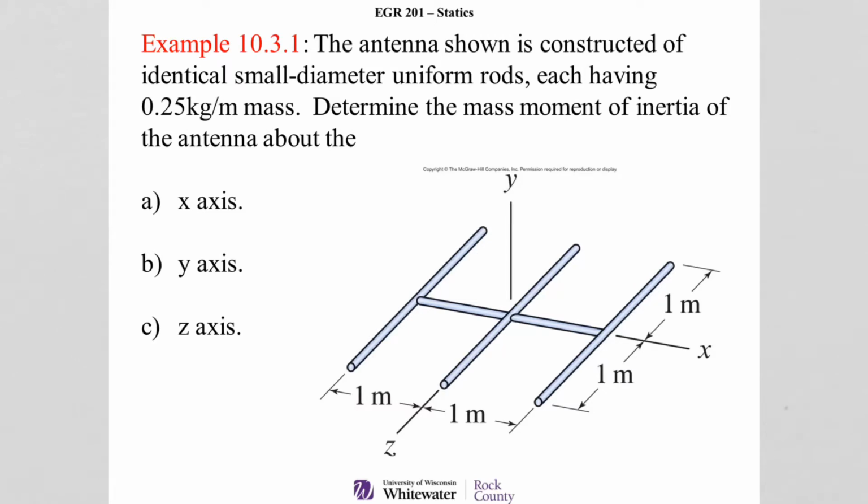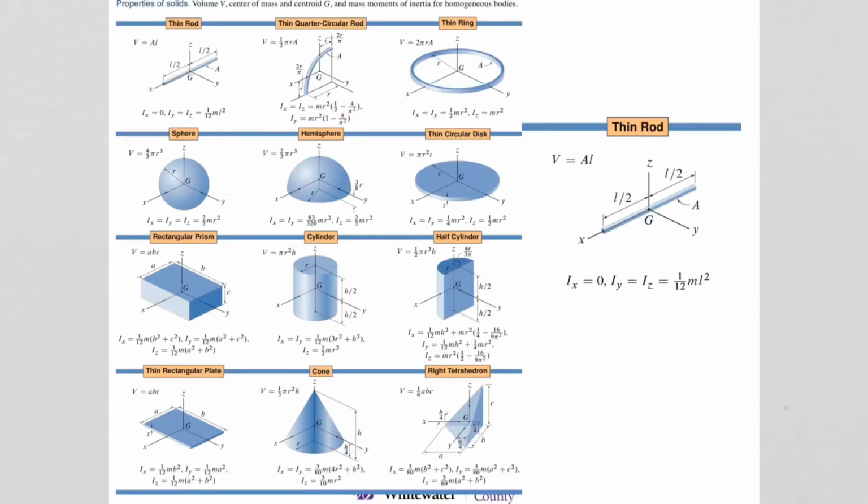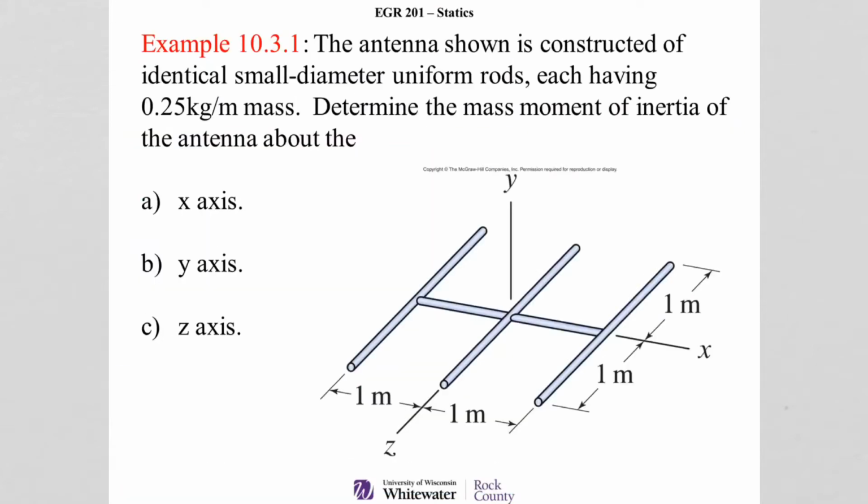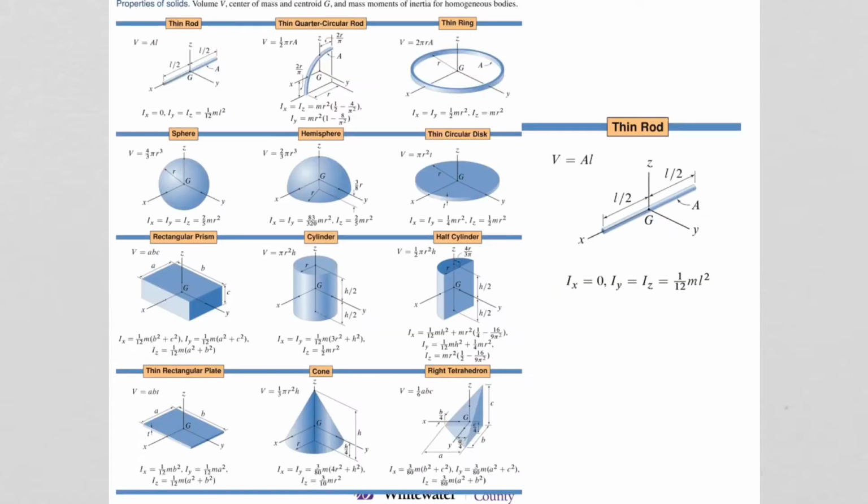It's small diameter uniform rods. It doesn't give us a diameter of them at all. It just gives us a length of each, and it gives us the mass per length unit.